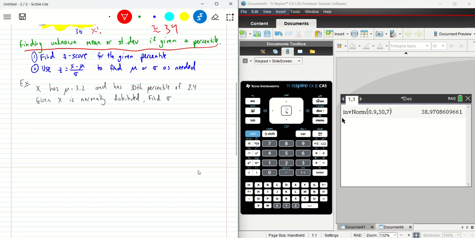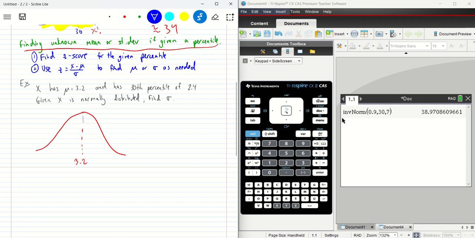So if random variable x has a mean of 3.2 and has a 30th percentile of 2.4, so you're given another piece of information. Given x is normally distributed, find the standard deviation. Again, I always like drawing a diagram. It just helps my brain understand what's going on. So we've got 3.2 is our mean. The 30th percentile is 2.4.